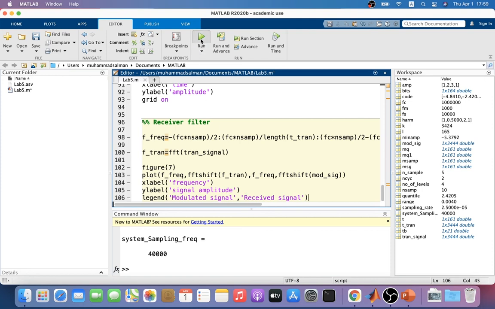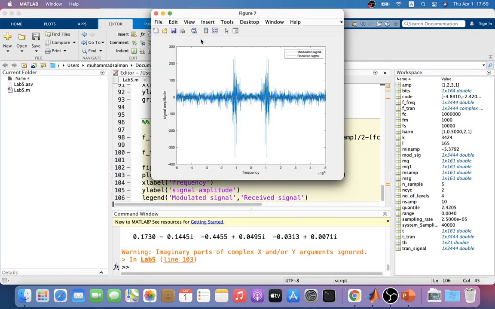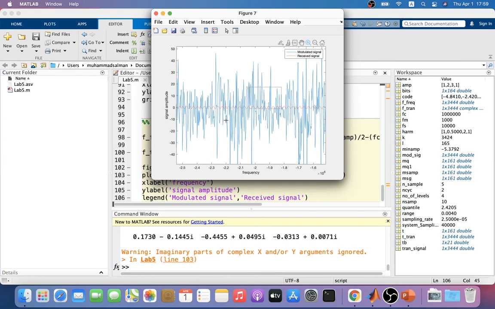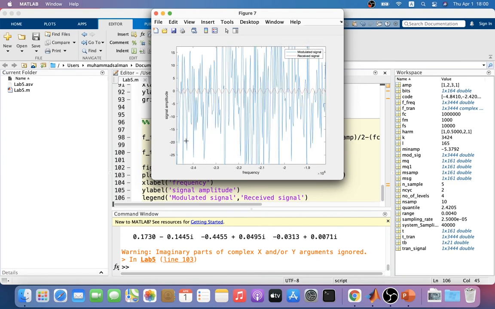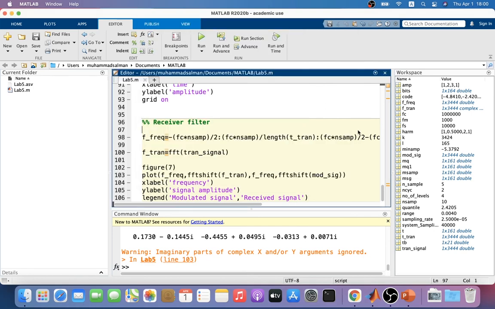So I think we can see it now. I hope no error. Yes, so this is how it looks like. I think I have done some mistake. Yeah, no, it's fine. So you can see the received signal is very low compared to the modulated signal. The modulated signal was like this, and the received signal is very weak because at the receiver it is distorted, and there are many degrading phenomena happening to the signal.